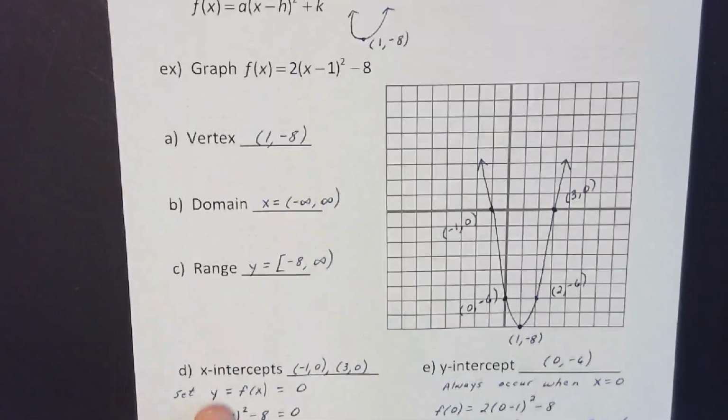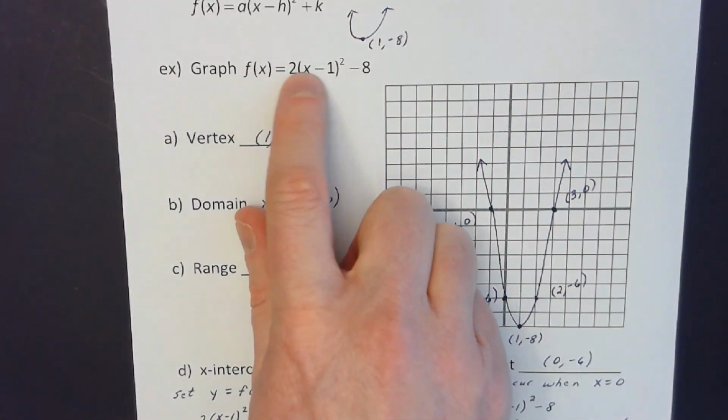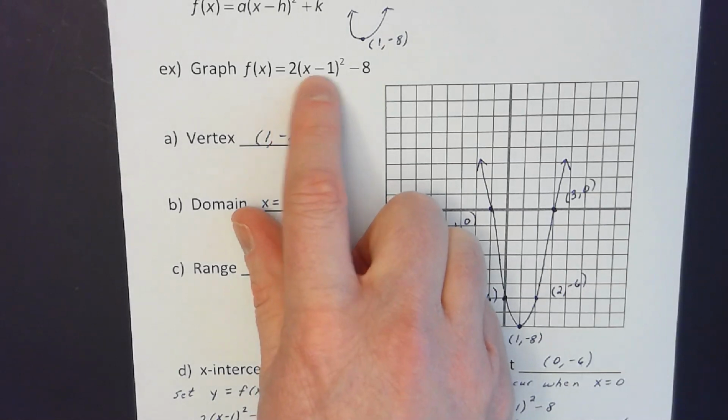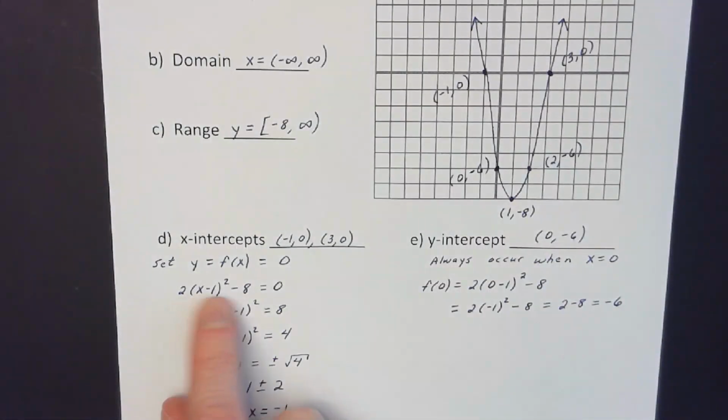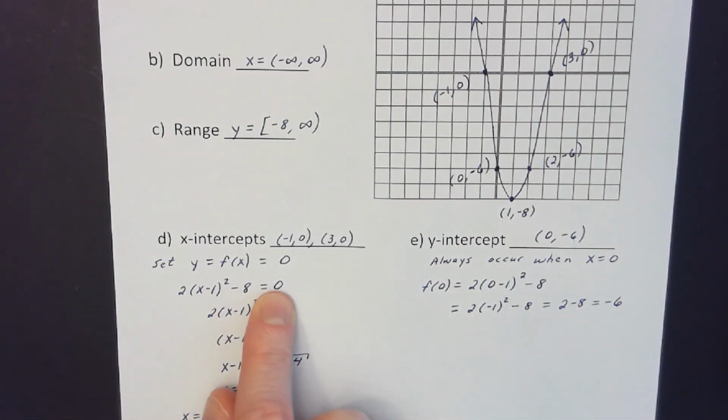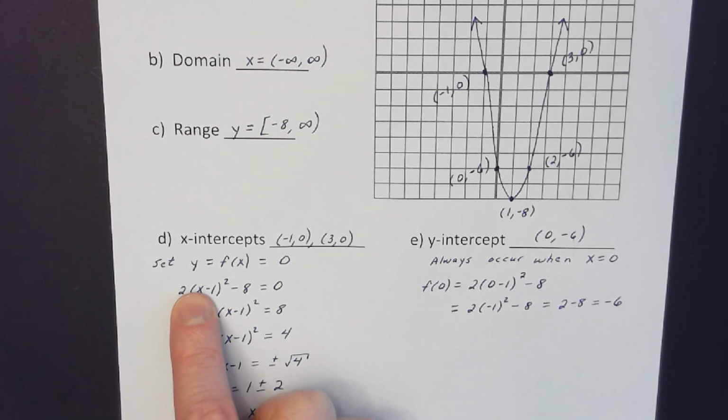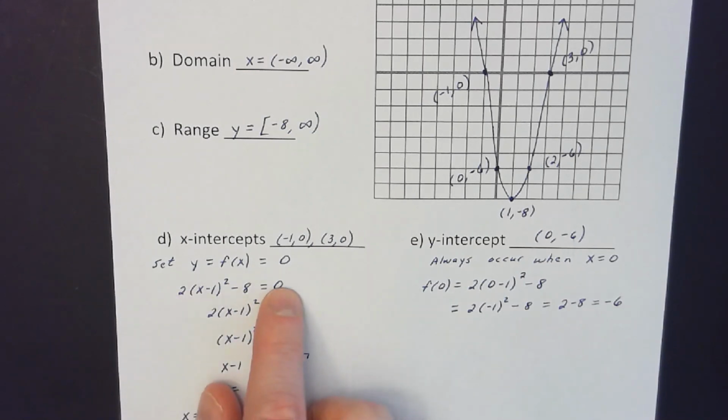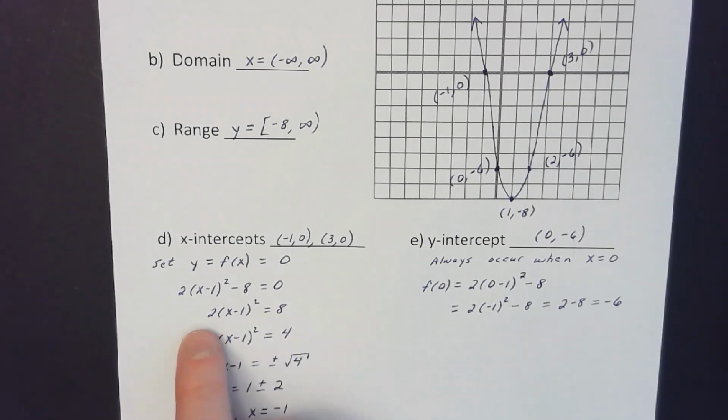I've taken my equation that I had up here above, y is equal to f of x, which is 2 times x minus 1 squared minus 8. I set that function equal to 0. Okay, so in order to set that equal to 0, I need to solve for x now to find those x values that satisfy this equation. I moved 8 to the right-hand side, then after that, I divided both sides by 2.